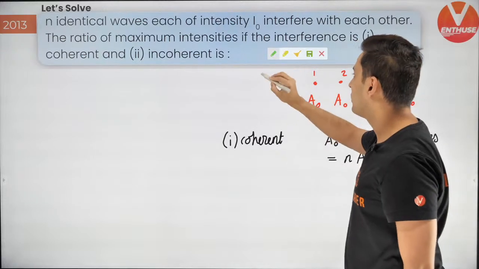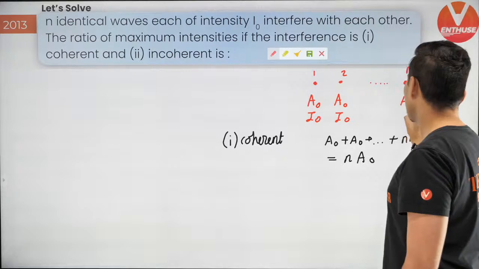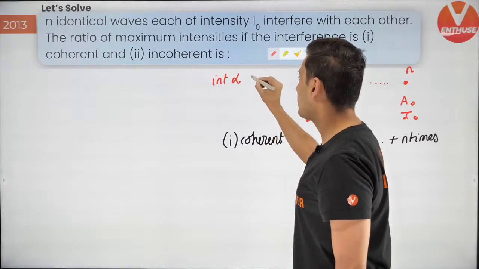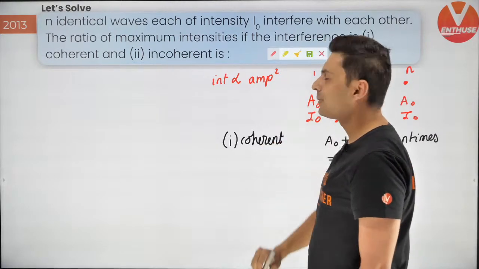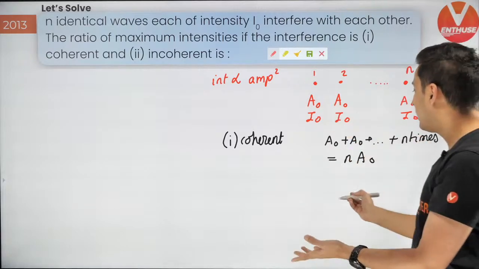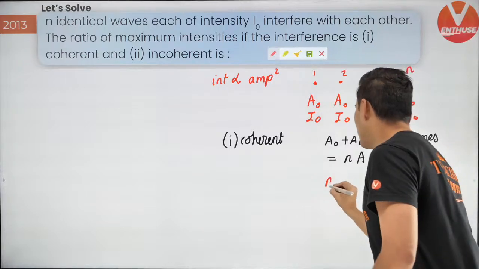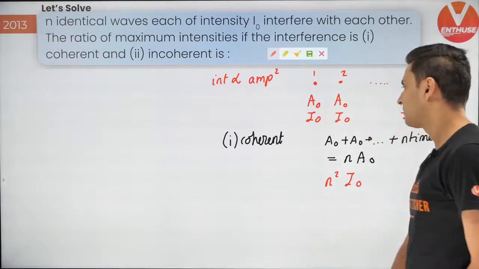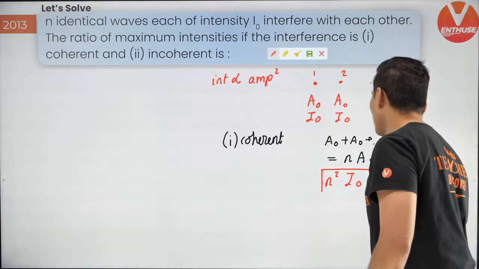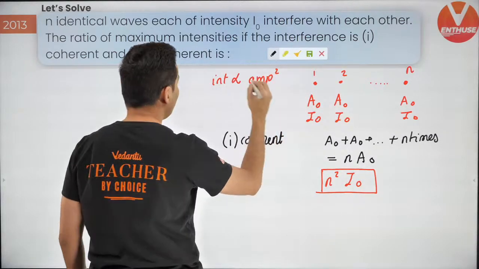Now do not forget one more thing. If the intensity of each wave was I0, and keeping in mind intensity is directly proportional to the square of the amplitude, if the resultant amplitude becomes n times, think about what the resultant intensity is going to become. Square times. So it is going to become n square times of I0. So when the sources are coherent, the resultant is going to have n square times of I0 intensity. Is that clear, everyone?